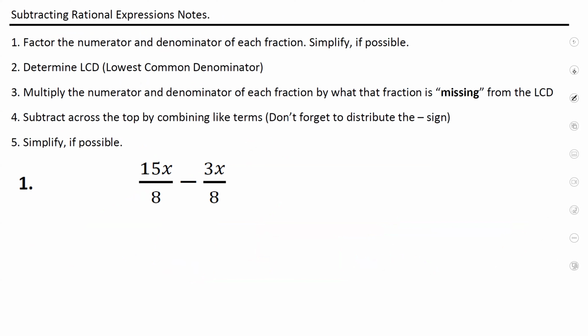Yesterday, we added these rationals. Today, we're subtracting these rationals. The same rules apply. The only difference is you have a subtraction sign today instead of an addition sign. All right, so looking at this, the denominators are the same. So what do we do? Yep, you just carry this 8 over. If they're the same, just carry it over. And we're subtracting this time. So what's 15x minus 3x? 12x. Good, that's your answer.